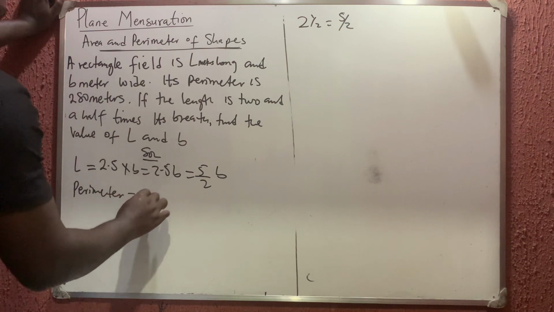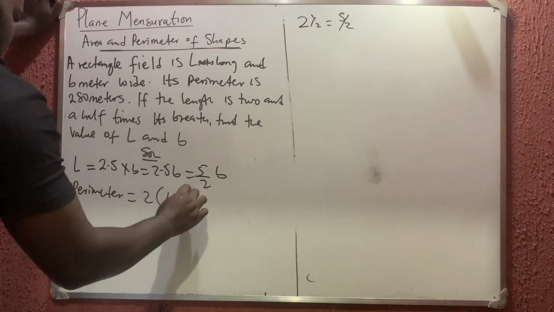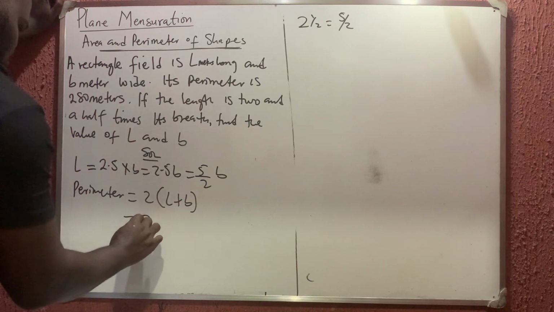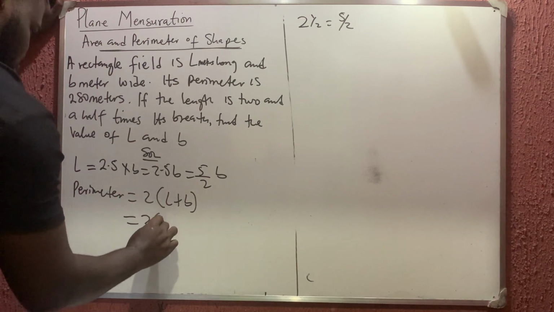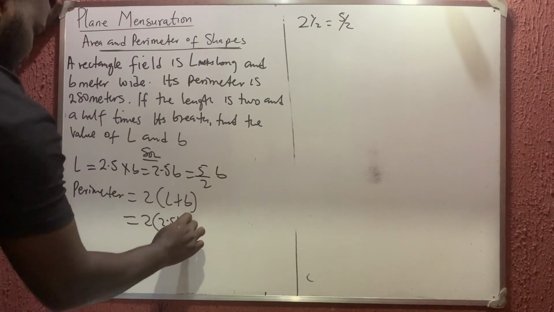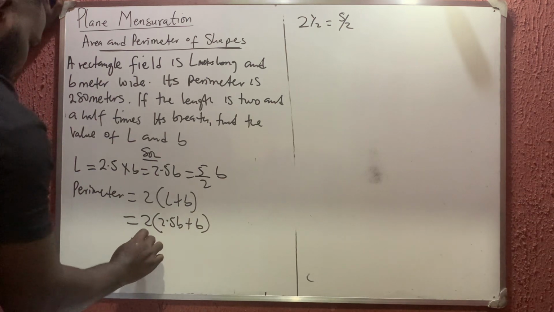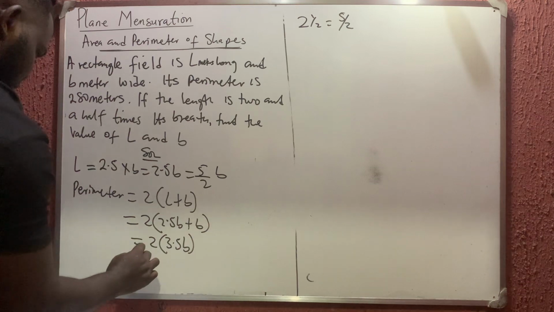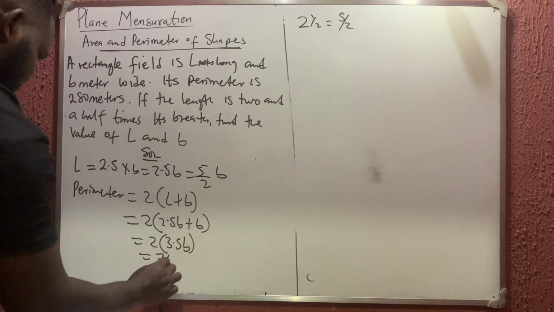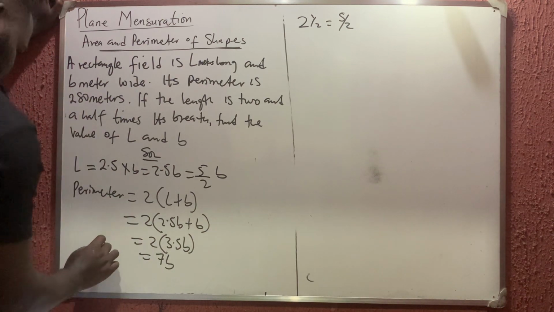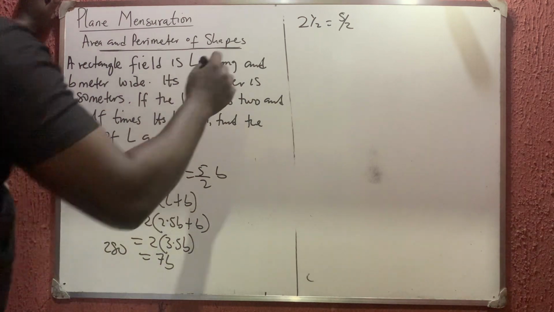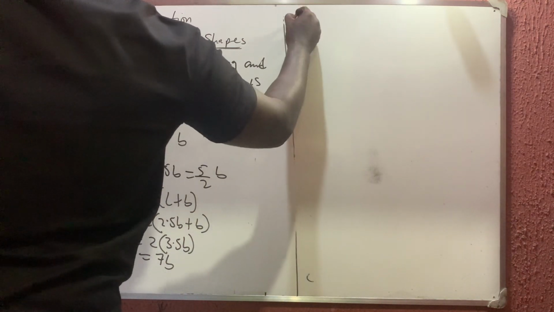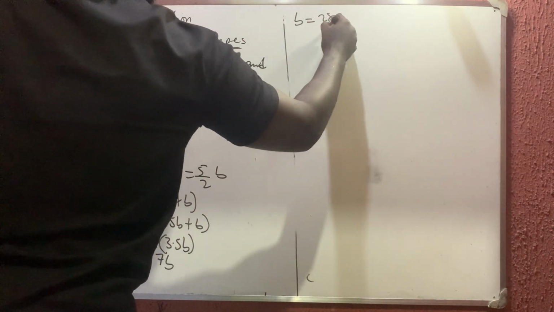The formula for perimeter is 2 in bracket of L plus B. So we have 2 in bracket of 2.5B plus another B, which is what? 2 in bracket of 3.5B, which will give you 7B. And they gave us that this is 280. So therefore, my B will now be 280 by 7.